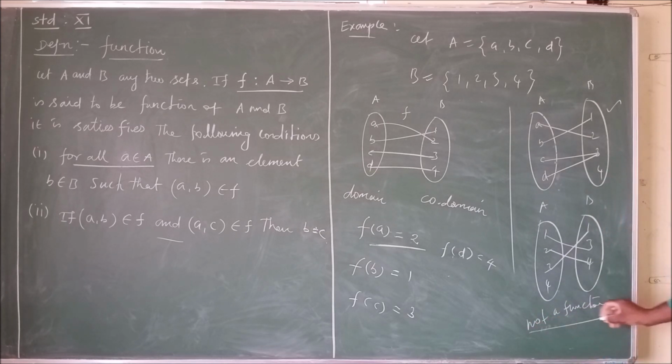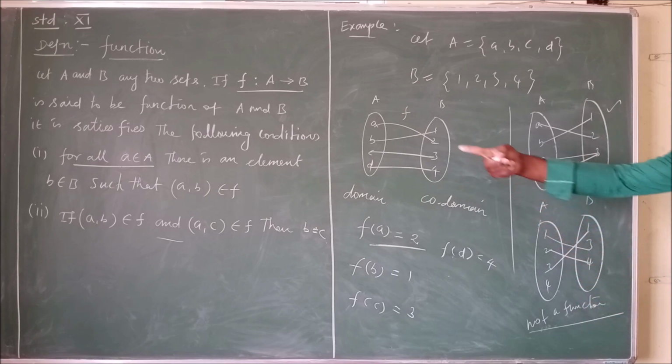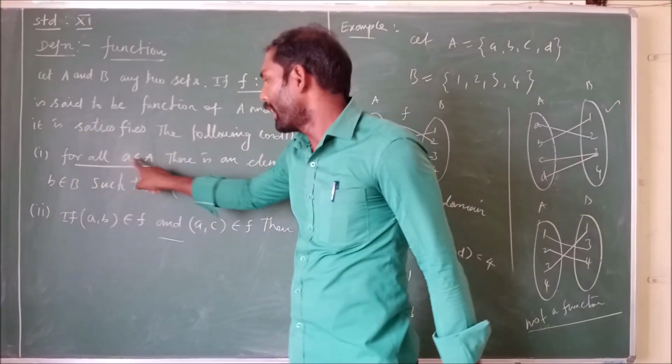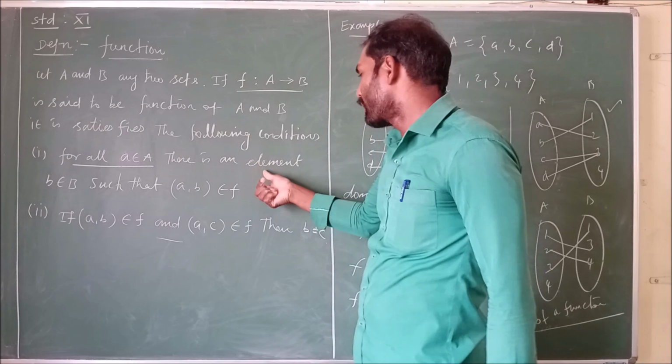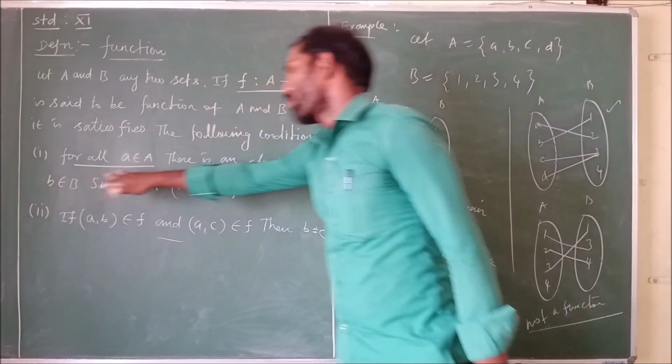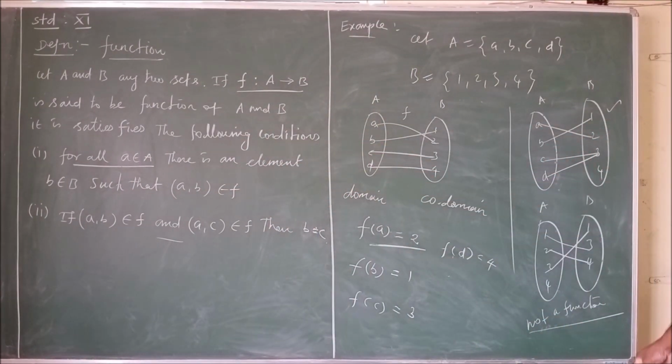It is not a function because, for all a belongs to A, there must exist an element b belongs to B such that (a, b) belongs to f. Here, 4 has no image in the codomain; f of 4 is not mapped. So it is not a function. Clear? Which one is a function, and which is not?